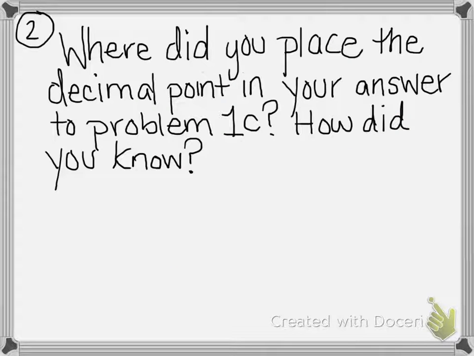Number 2 says, where did you place the decimal point in your answer to problem 1C? How did you know to place it there? So again, we put our decimal point after we moved it. Since it was multiplication, we know that we move our decimal point to the right. We look at our exponent. Since it was 10 to the third, we move it to the right 3 times. So therefore, that's where we knew how to place our decimal point. Make sure you write that and explain exactly what you did to solve that problem.